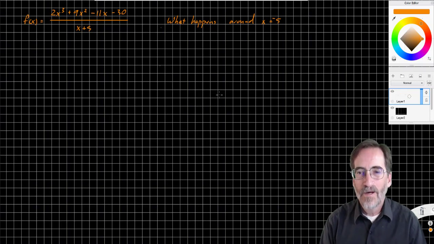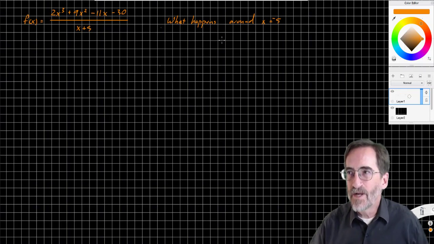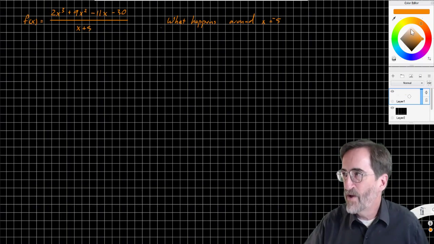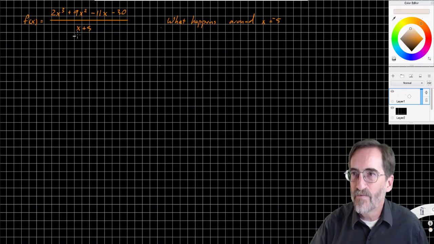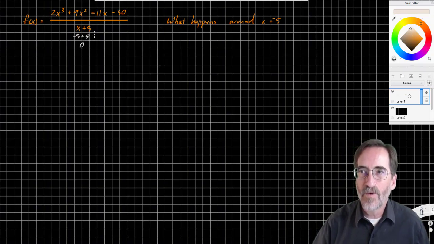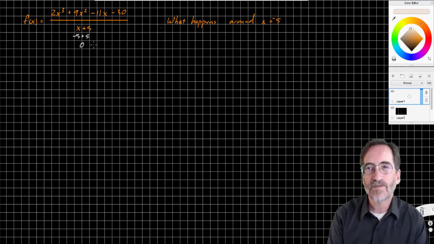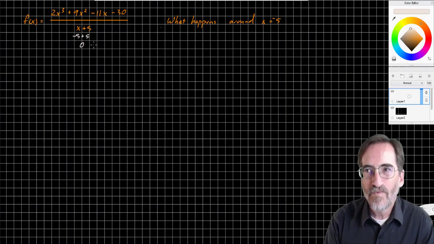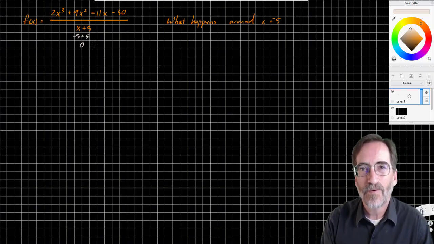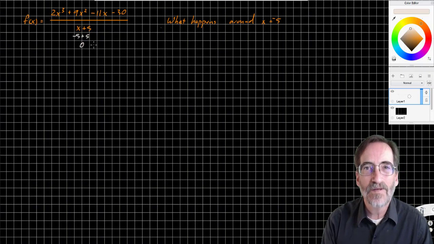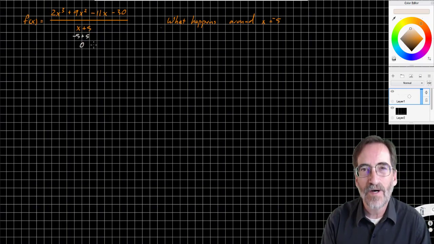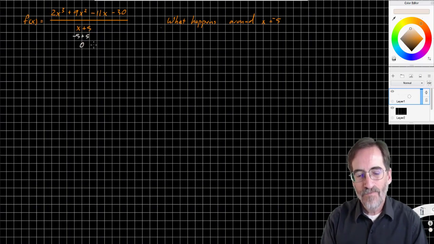As you understand, or hopefully have deduced, if I let x equal negative 5, negative 5 plus 5 is 0, and we end up with a division by 0. So this function is indeterminate, right? It's undefined at x equals negative 5. So the question is, what happens around it? What happens near it?